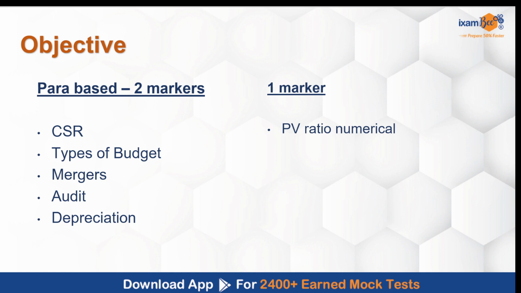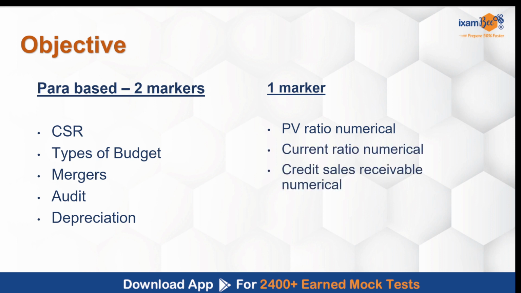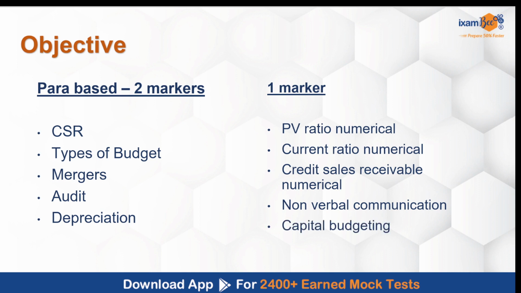Again, this is the most frequently asked topic for numerical from the costing, and this we have reiterated hundreds of times in our various videos, classes and practice and mock test. Then another important topic for numericals was ratios, and there were 2 questions that were asked, one related to the current ratio and the other related to credit sales receivable. There were other questions related to non-verbal communication, which is a part of business communication, capital budgeting and NFRA.